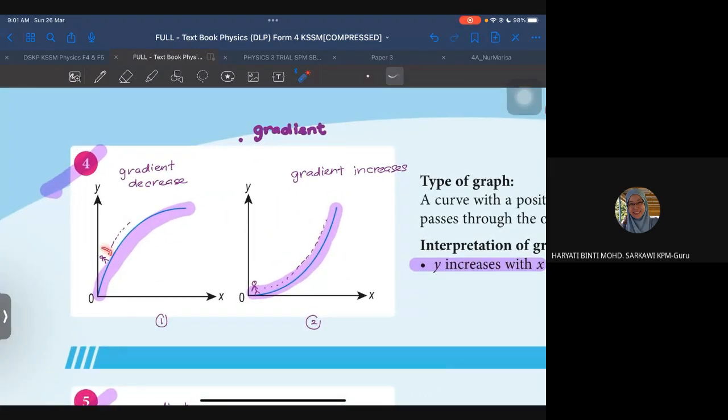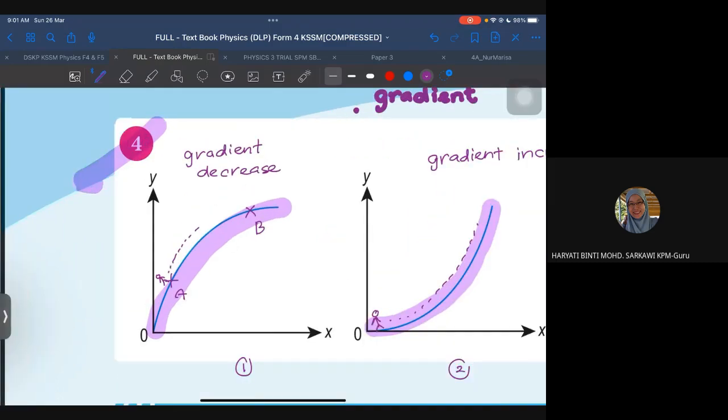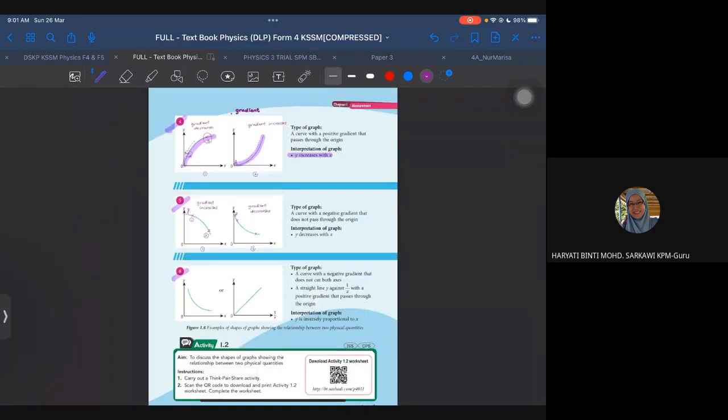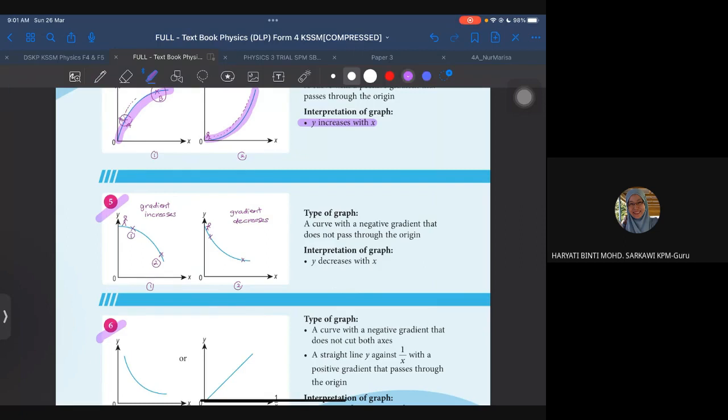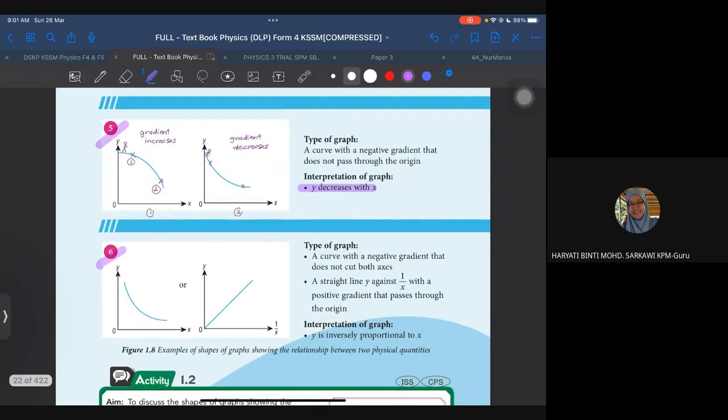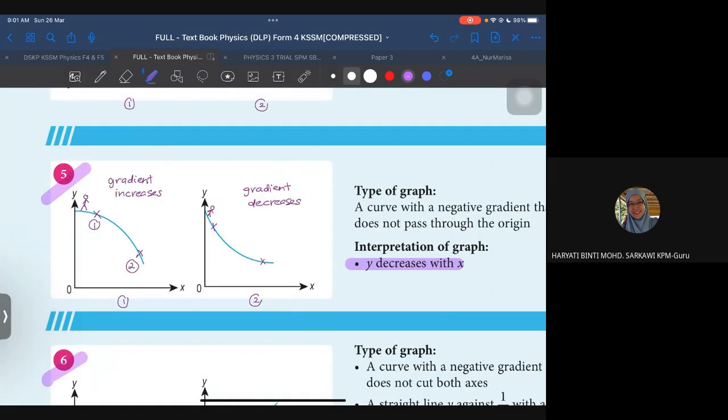So I really hope you can visualize yourself running on that track. You can determine whether the gradient increases or decreases. It's like this for this point. Let's say here and here, point A, point B. If you calculate the gradient at point B, the value that you will get will be smaller. Here, the gradient will be smaller compared to this. Okay, continue this one first. All right, so when the graph decreases like that, we say that y decreases with x.